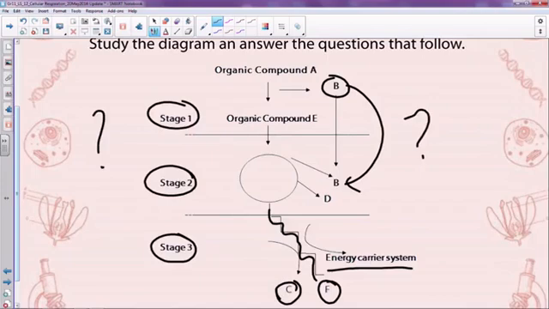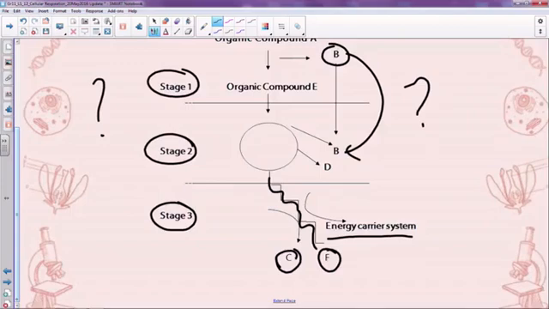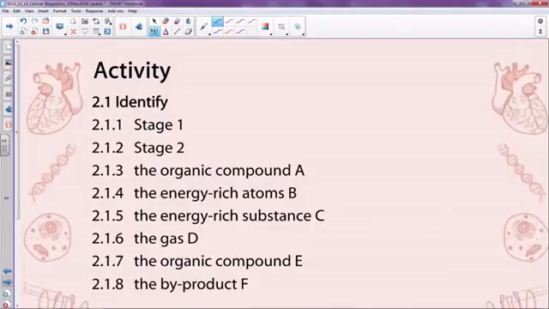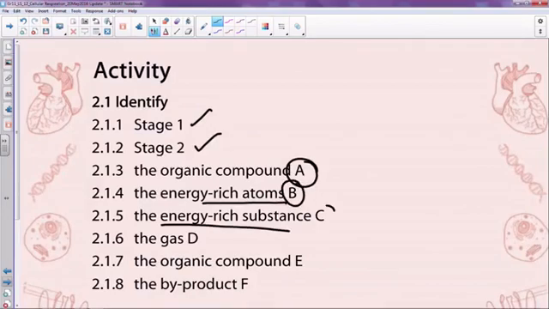I'll give you an opportunity to engage with these questions, and then I'm going to flash back to the diagram so that you can work with some of these questions. Okay, so you've got to identify stage 1, stage 2, organic compound A, the energy-rich atoms, which we know as B, energy-rich substance C, gas D, organic compound E, and the byproduct F.